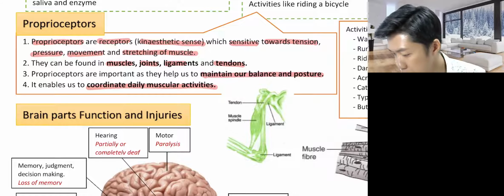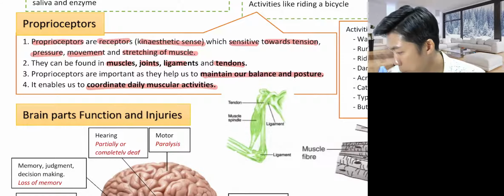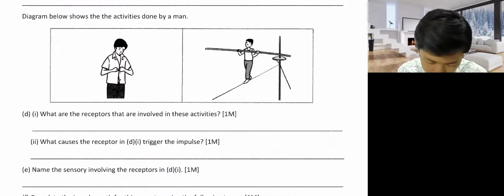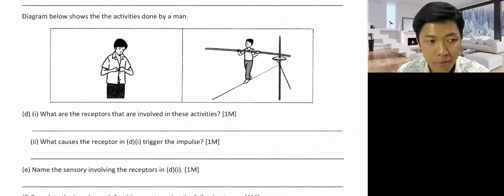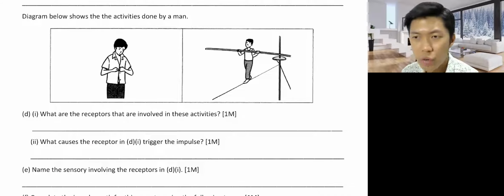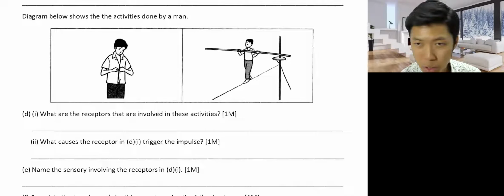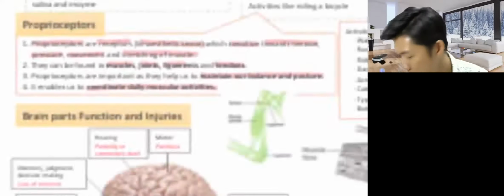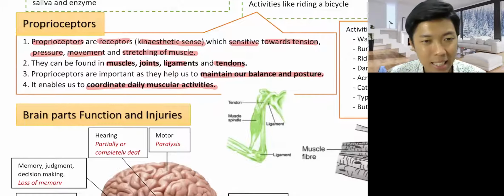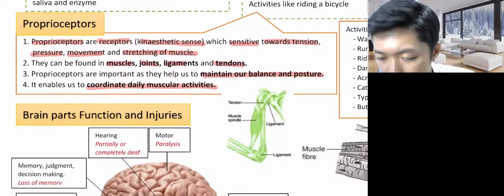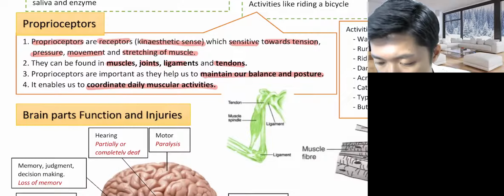Okay, good, everyone. Right, next, shall we? Name the sensory involving the receptor in D1. The very weird name of sense, which is the sense of kinesthetic, or I shall say kinesthetic sense, isn't it? Okay, there you go. Kinesthetic sense.